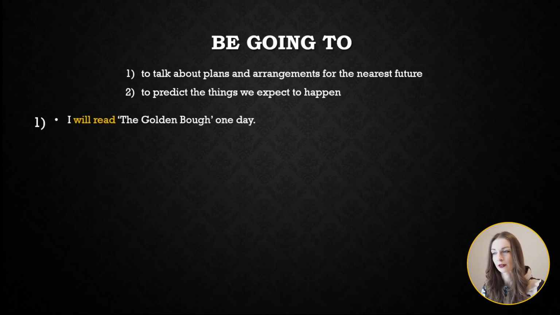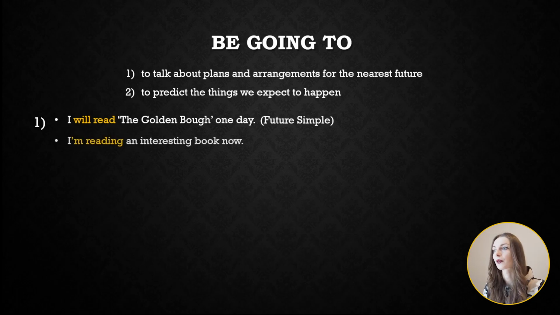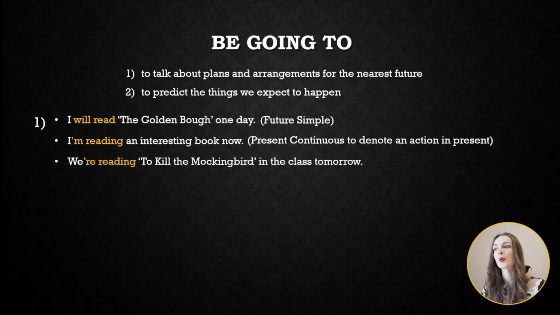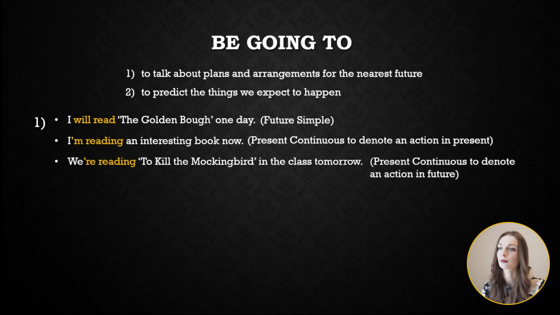I will read the golden bell one day. The future simple tense, right? I'm reading an interesting book now. It's the present continuous tense, which denotes an action in the present. I'm reading now. We are reading To Kill a Mockingbird in class tomorrow. This is also the present continuous, but it tells us about something which is yet to come. The present continuous can denote an action in the future.